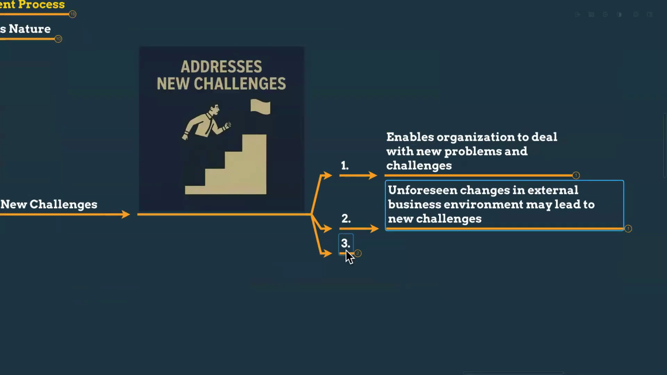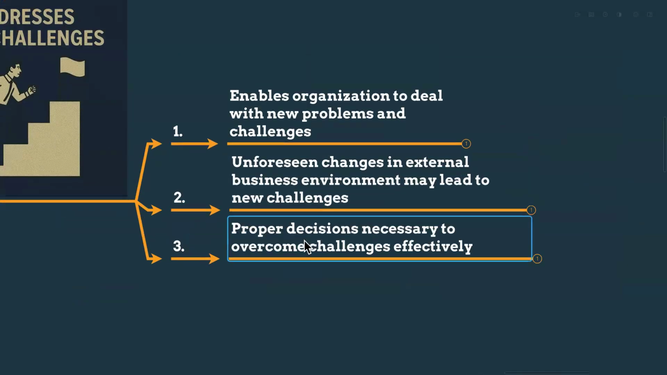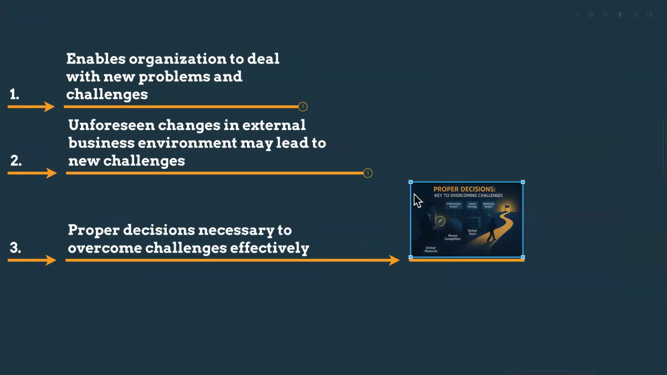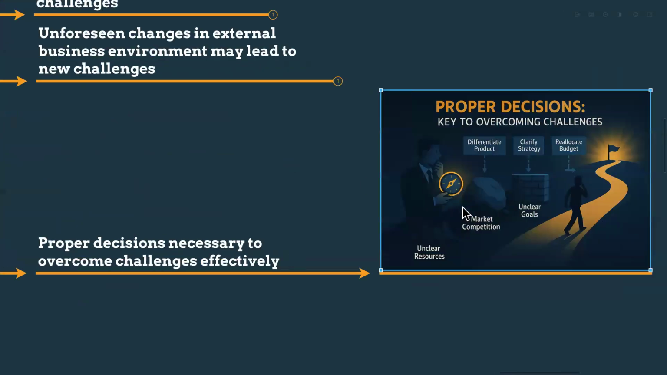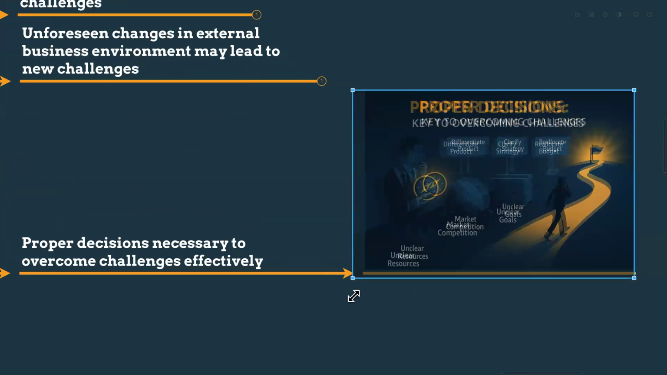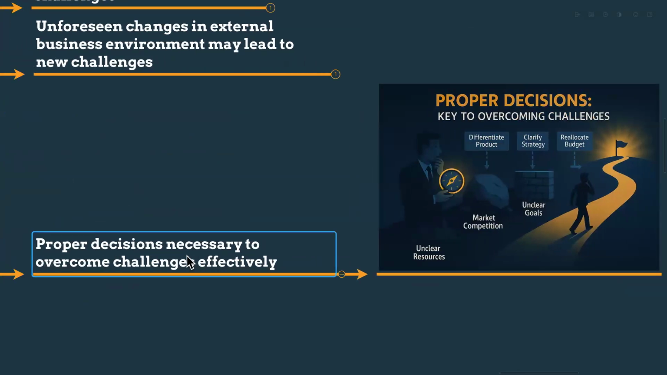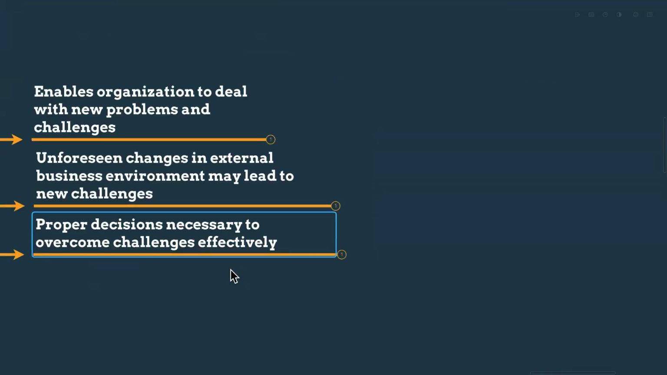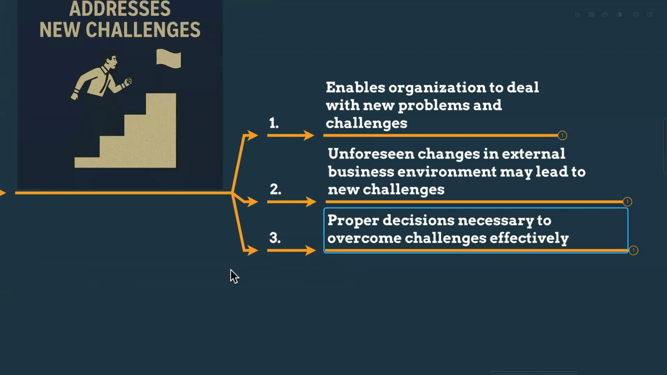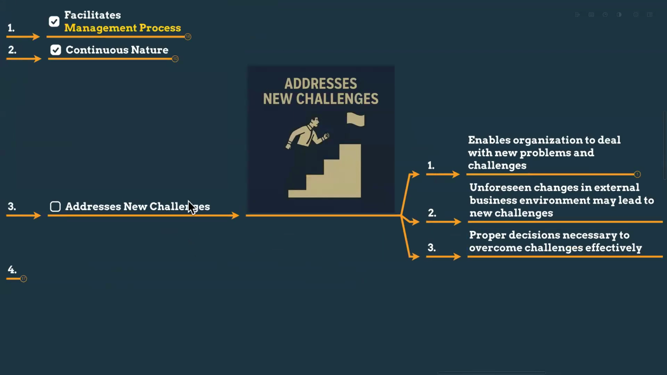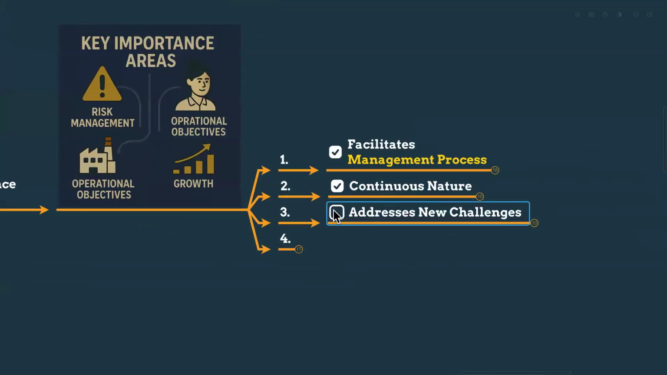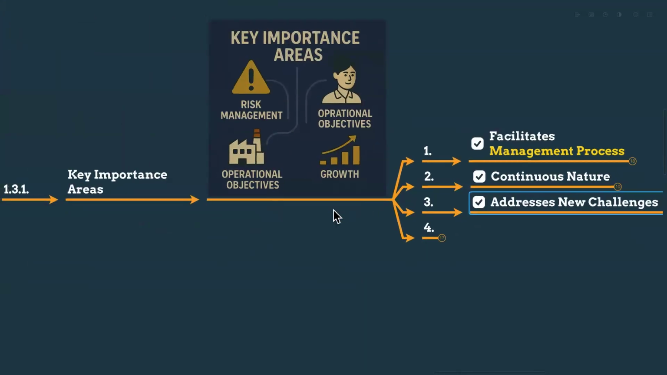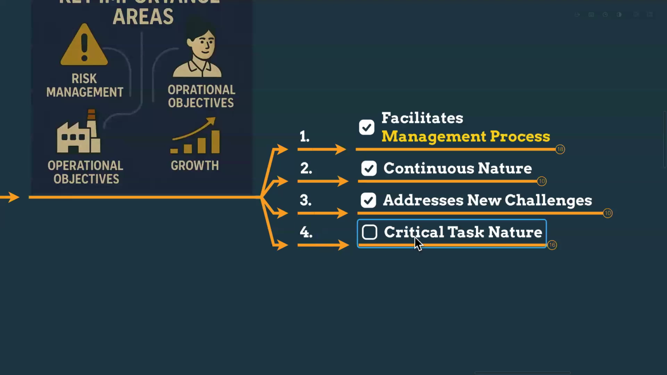So you have to address the challenges and take decisions. Proper decisions are necessary to overcome challenges effectively, right? You have to take proper decisions. You have to differentiate your product. Sometimes you have to clarify your strategy. You have to reallocate the budget, right? So you have to make proper decisions. It is necessary to overcome the challenges effectively. So addressing new challenges is one of the key important areas of decision making.